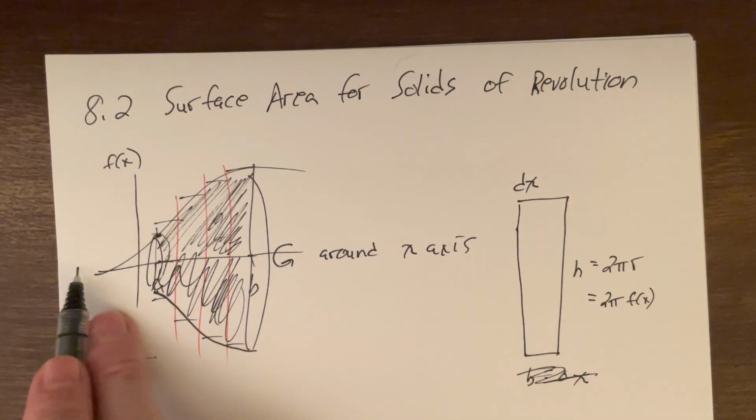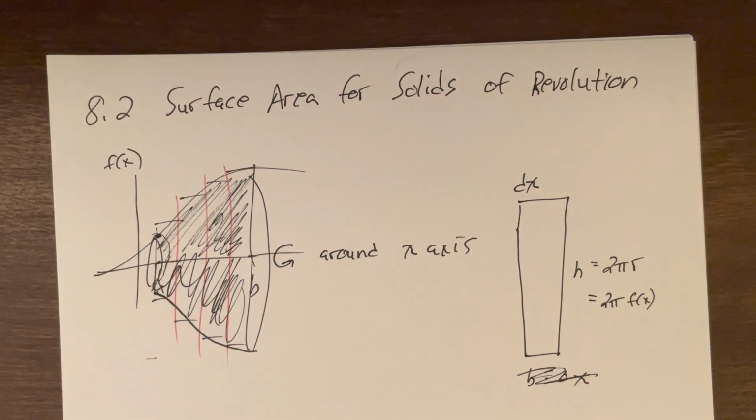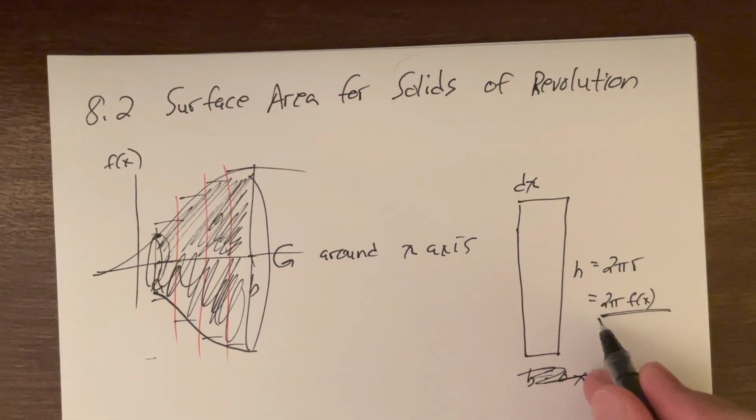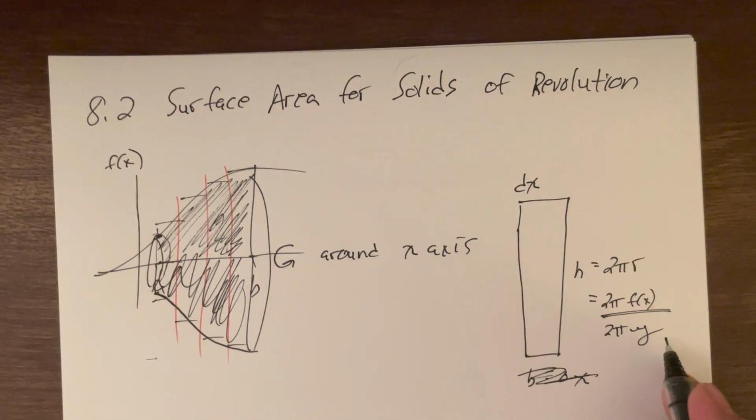But if this was the line y equals -1, we'd have to do the curve plus 1 and all those other adjustments. But like I said at the beginning, we're not doing that here. So that allows me to just do that as 2 pi f of x. Some people would prefer to write 2 pi y.